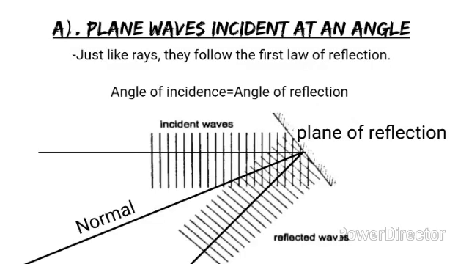To begin with, let us see how plane waves incident at an angle are reflected. Now, when we're talking about plane waves, they normally follow the first law of reflection that says that the angle of incidence is equal to the angle of reflection. So if we represent it diagrammatically, it will be represented in this particular manner.